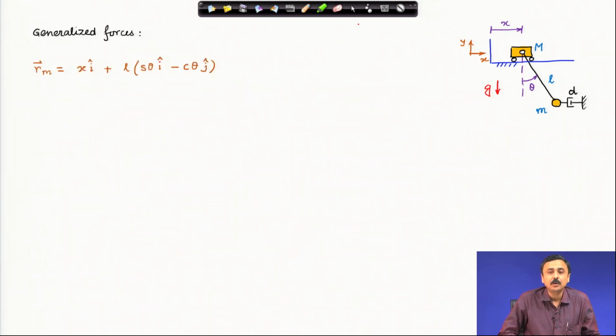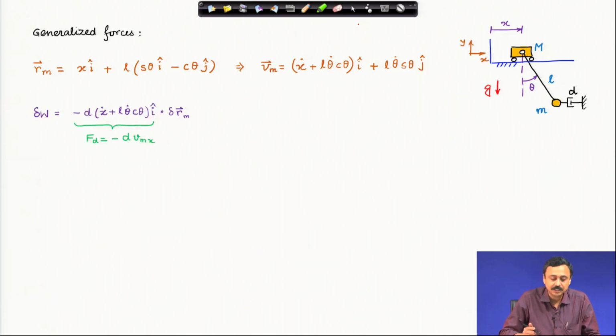Now, we have to find out the generalized force. How do we find the generalized force? Therefore, we have to start from work. To find work, we start from the position of that bob. The position of the bob, lowercase m, is x i cap plus L sin theta i cap minus L cos theta j cap. This we have discussed before. The velocity of the bob, etc., we discussed when we derived the Lagrangian.